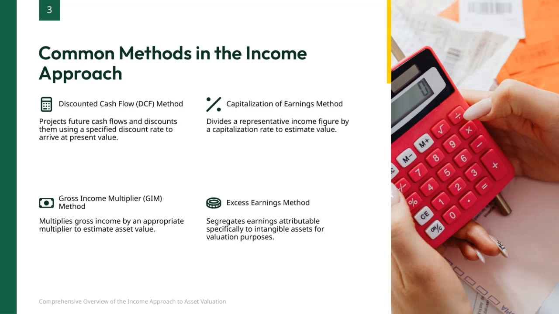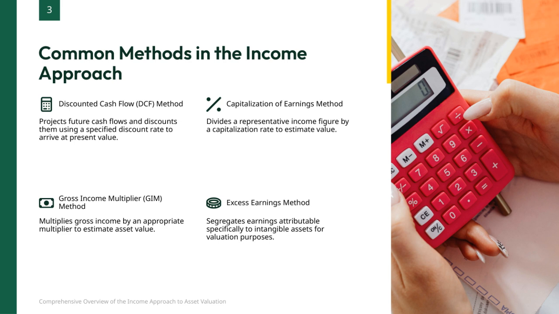When we talk about the income approach, there are several common methods used to estimate value. First is the discounted cash flow method, or DCF. This method involves projecting future cash flows and then discounting those amounts back to their present value using a specific discount rate. It's a detailed way to capture the value based on expected performance over time. Next, we have the capitalization of earnings method, which simplifies valuation by taking a representative income figure and dividing it by a capitalization rate. This gives a quick estimate of value based on income.